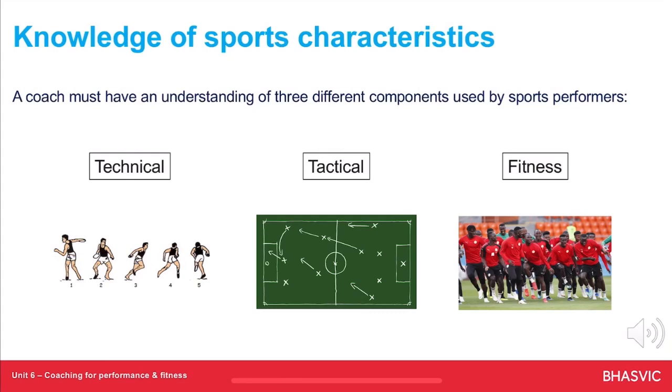Okay, so this is the second part of A1, and it's all about knowledge. So, knowledge of sports characteristics. A coach must have an understanding of the three different components used by sports performers: technical, tactical, and fitness. Technical is all about the way an athlete performs a skill.